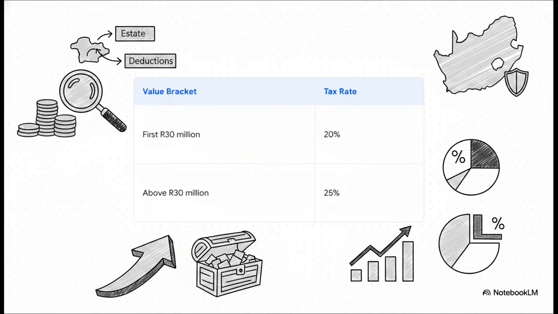The dutiable estate is taxed at a flat 20% on the first 30 million rand. It's only when the dutiable estate, again that's the wealth left over after absolutely all deductions and abatements, exceeds 30 million rand that the second tier kicks in. Any wealth over that 30 million threshold gets taxed at a slightly higher 25% rate. It's essentially a progressive nod to taxing extreme generational wealth.